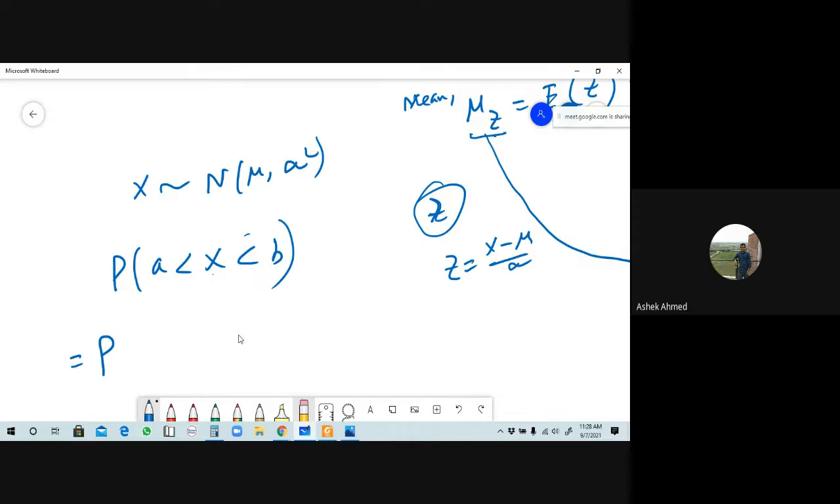So here you can write this will be probability of, at first you have to subtract mu, since x minus mu is there. So you have to subtract mu from each part. That will be a minus mu less than x minus mu, is it right? And this will be b minus mu also. Respond to me, is it right?